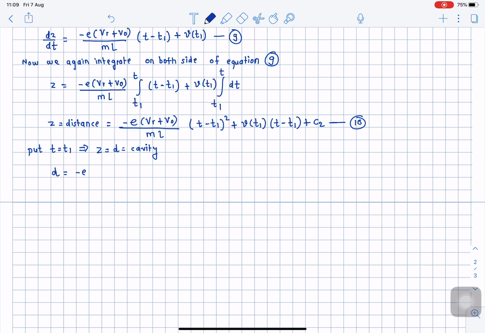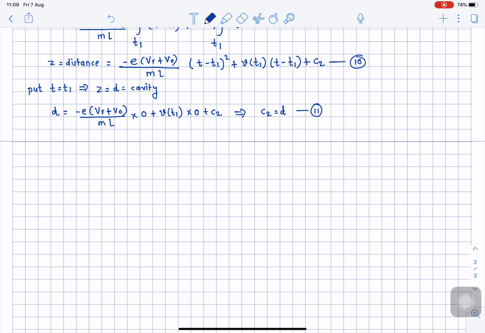So minus e (vr plus v0), substitute in equation number 10 in order to calculate the constant of integration, that is c2, divided by ml. Now when I substitute t is equal to t1 over here, this term will become 0 plus velocity at t1. At t is equal to t1, this term will become 0 plus c2. So what we get from this? The constant of integration c2 is equal to d. Let us call this equation number 11.